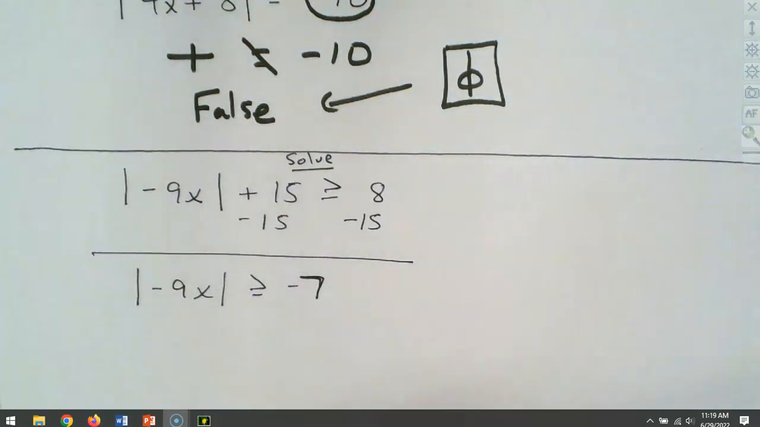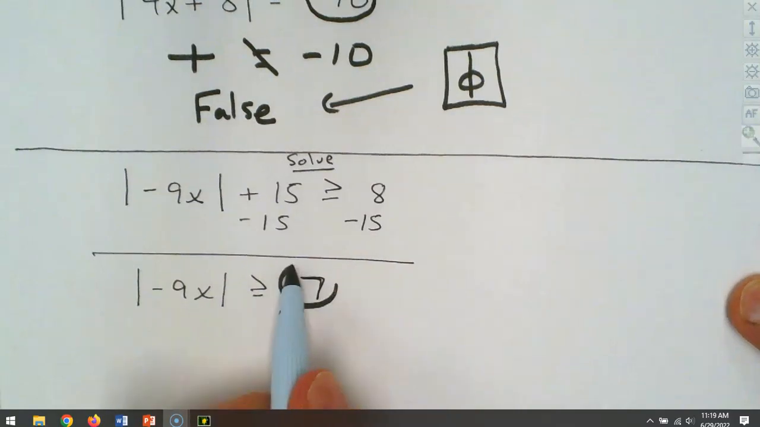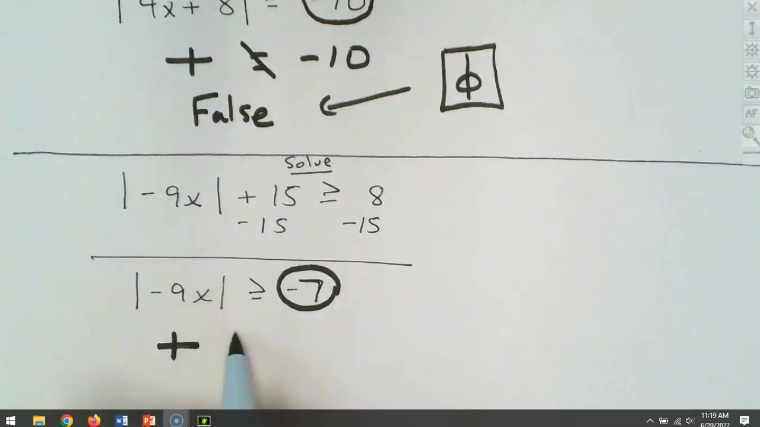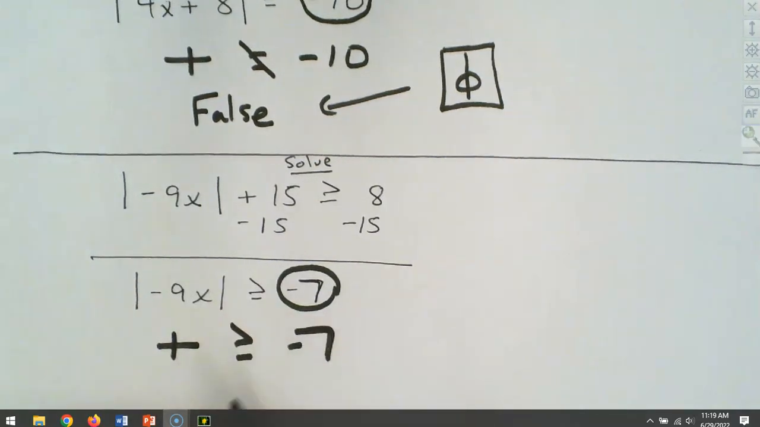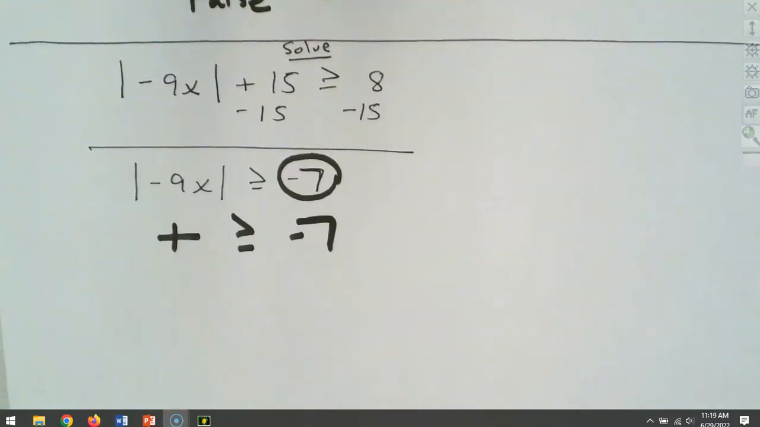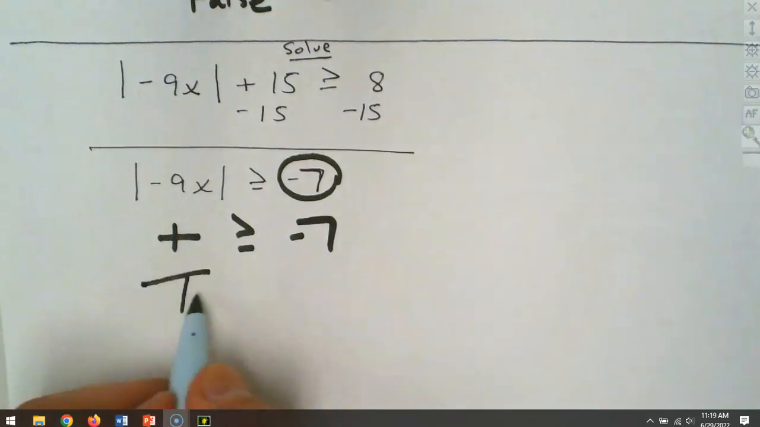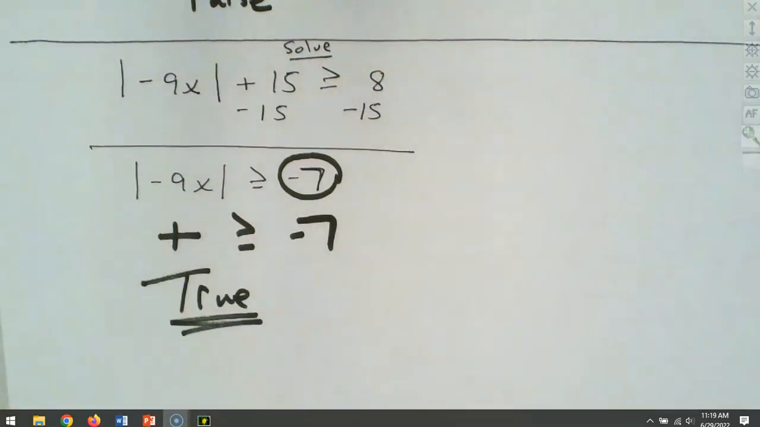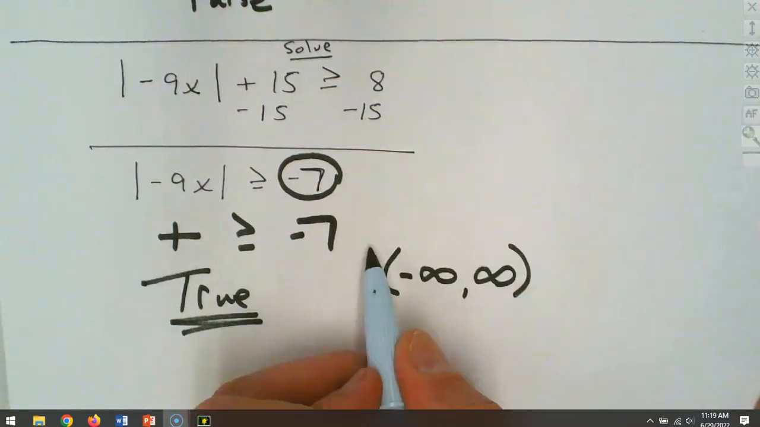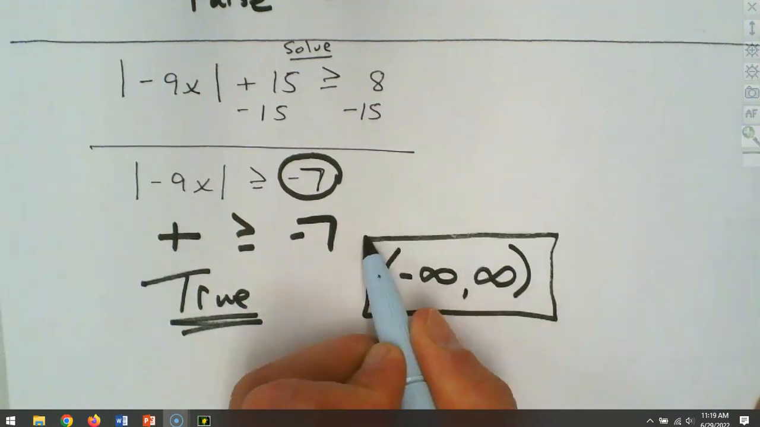And now, because we moved it over and we've isolated the absolute value, this is a special case. What do we know about the special case? Well, we know that the absolute value is positive, and our positive numbers, are they bigger than a negative 7? Are all positive numbers bigger than a negative 7? Yes, so that would be true. And true means it's true everywhere. So that would give you negative infinity to positive infinity for your solution.